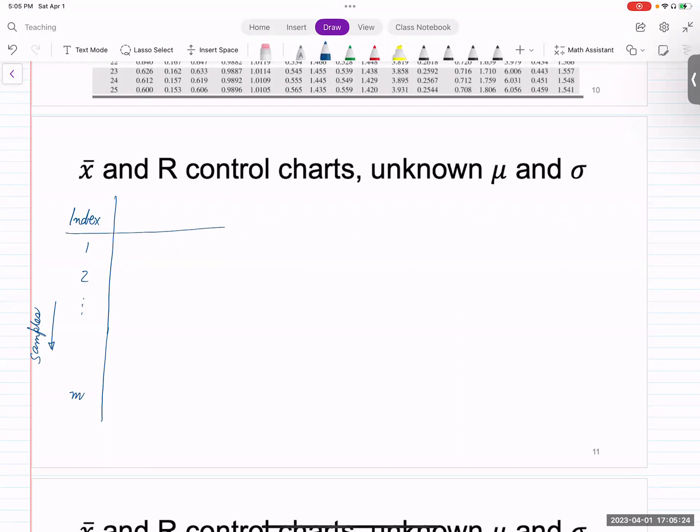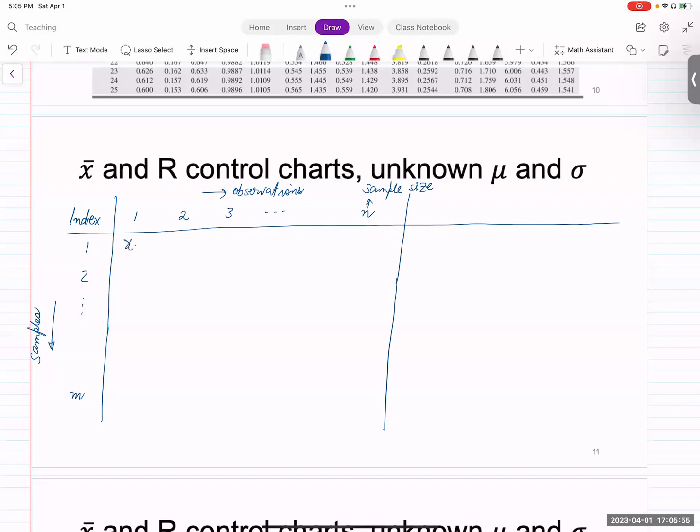And then for every single sample, we are going to collect some measurements. These measurements or observations are across the x-axis: 1, 2, 3, up to n. These are our observations, and n is our sample size. So for every Apple Pencil, this is how many measurements we are going to make. And then you have x11, x12, x13, up to x1n.